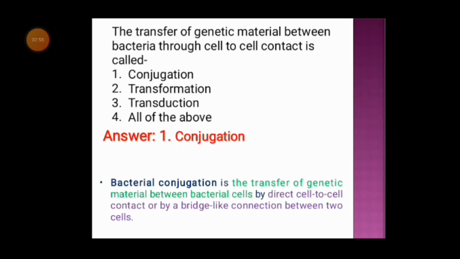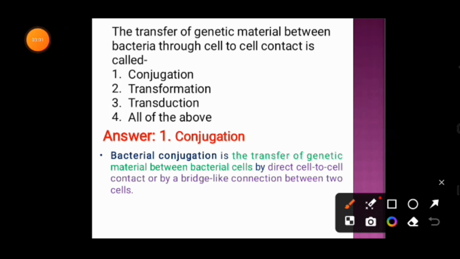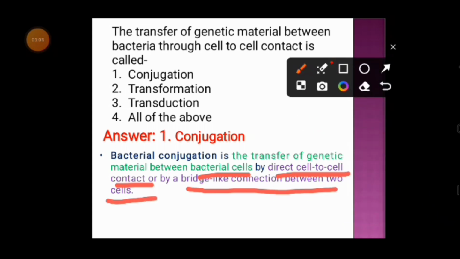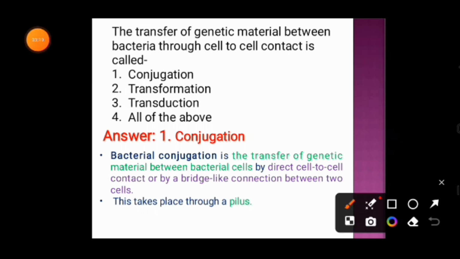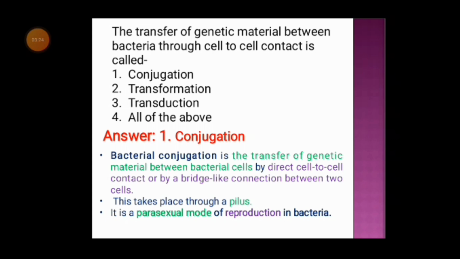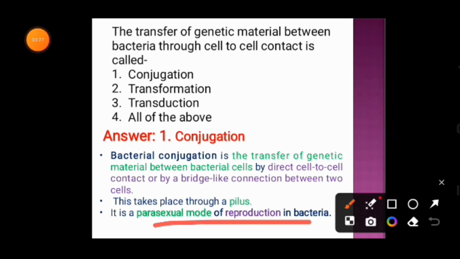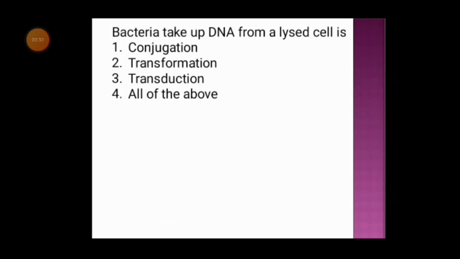Now, what is conjugation? Conjugation is the transfer of genetic material between bacterial cells by direct cell-to-cell contact or by a bridge-like connection between two cells. So, in bacterial conjugation, there must be direct cell-to-cell contact, and it takes place through pili. It is a parasexual mode of reproduction in bacteria.